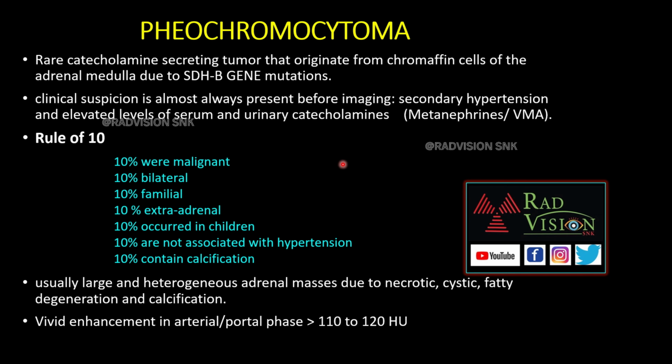We can't really differentiate between the benign and malignant pheochromocytomas. The only surest sign of the malignant pheochromocytoma is metastasis. These are usually large and heterogeneous due to necrotic, cystic, fatty degeneration and calcifications. It shows vivid enhancement in arterial and portal venous phases, that is greater than 110 to 120 HU.